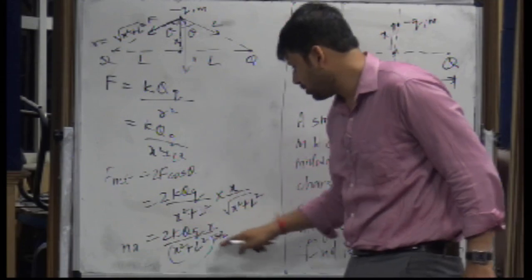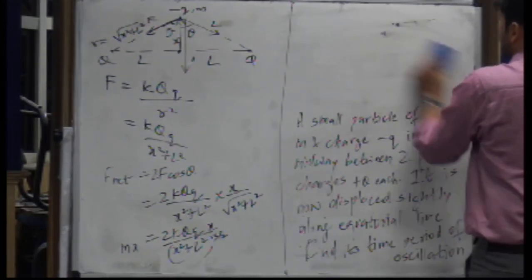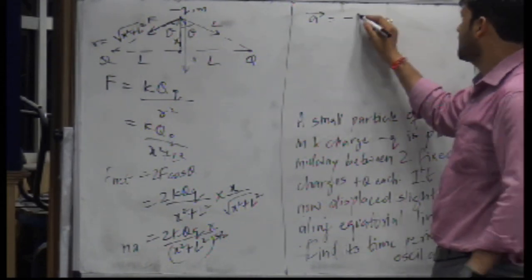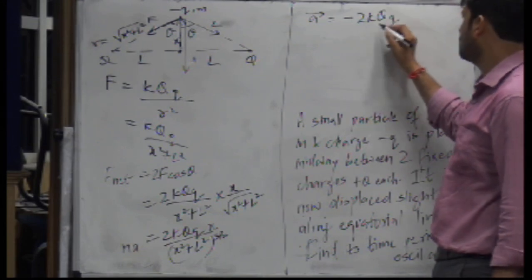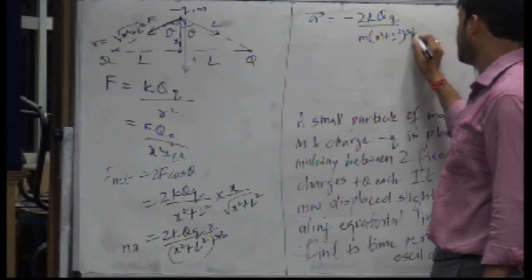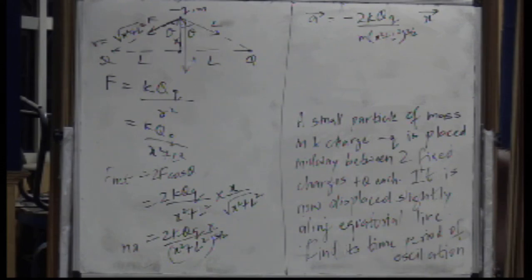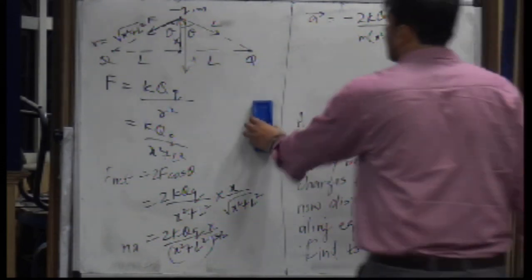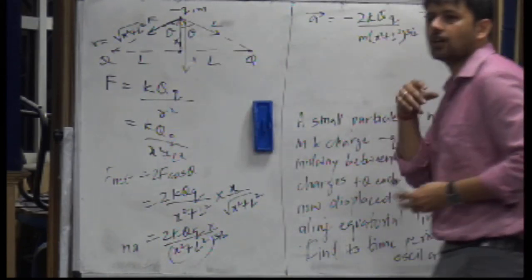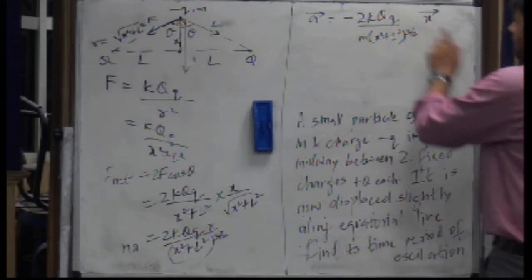So the magnitude would be like this, but if I write it in the vector form, it would be something like A vector is minus 2kqq upon m (x square plus L square) to the power 3/2 into x vector. Is it okay? Why? The acceleration is in the downward direction while the particle was displaced in the upward direction. Since there is opposition, I am using a negative sign to indicate that acceleration is opposite to x vector.